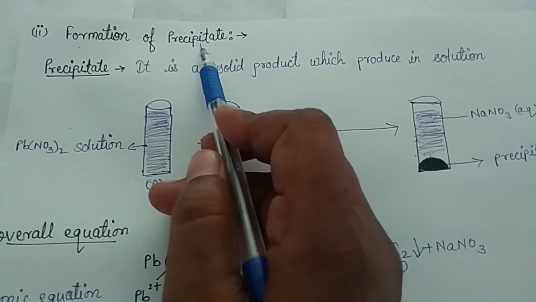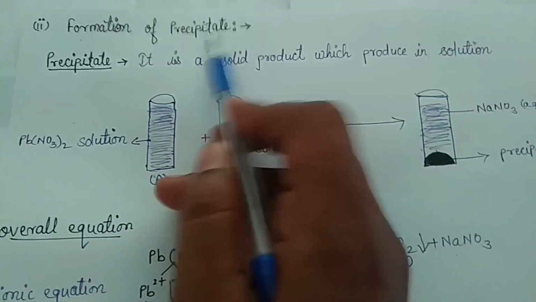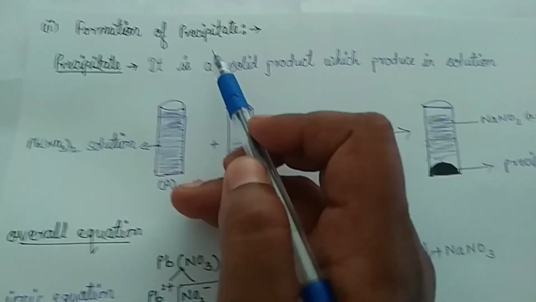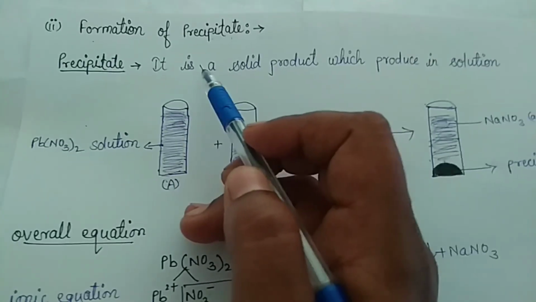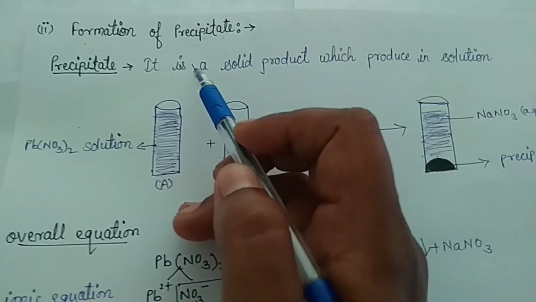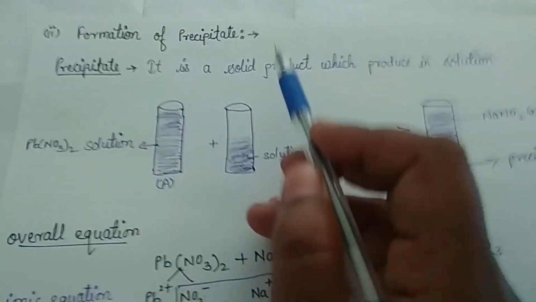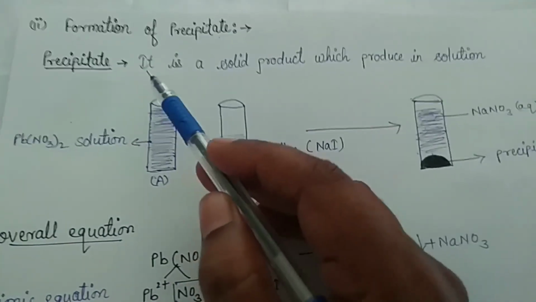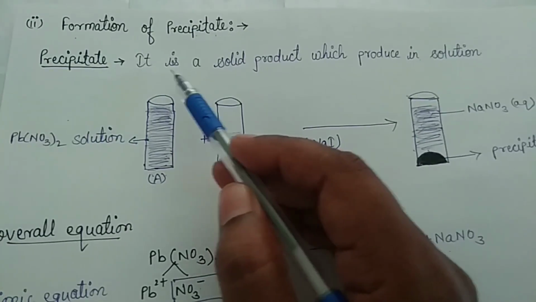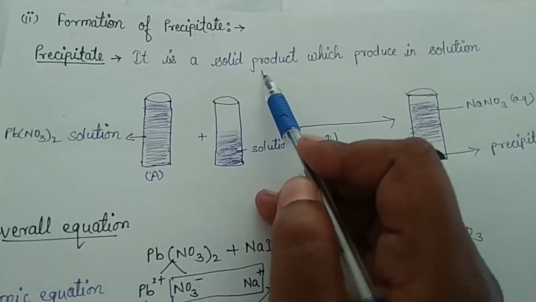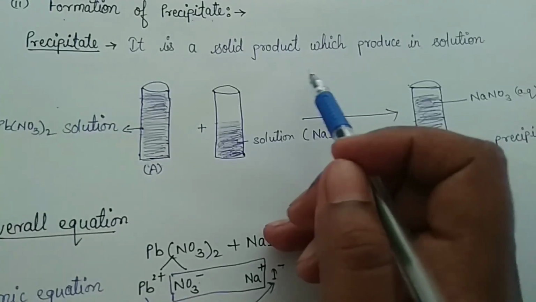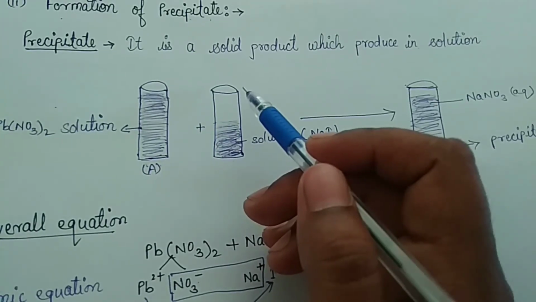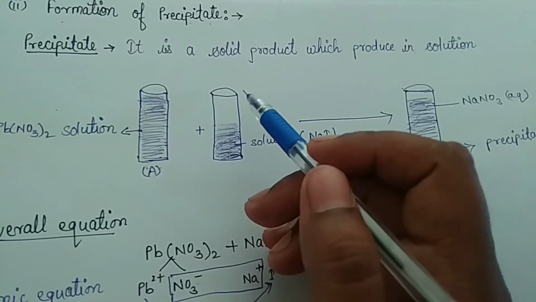Children, first of all, we have to understand the meaning of precipitate. The word precipitate means an insoluble solid product which is produced during a chemical reaction. Clear? It is an insoluble product which is produced during a chemical reaction. We can write the definition in such a way that it is a solid product which is produced in a solution. It means it is always deposited, or floats over the solution, or settles at the bottom of the solution.